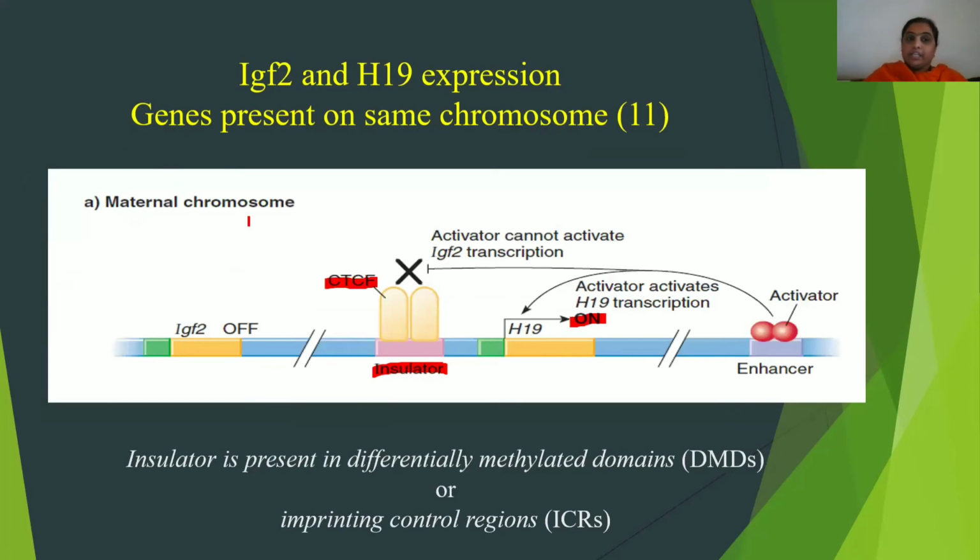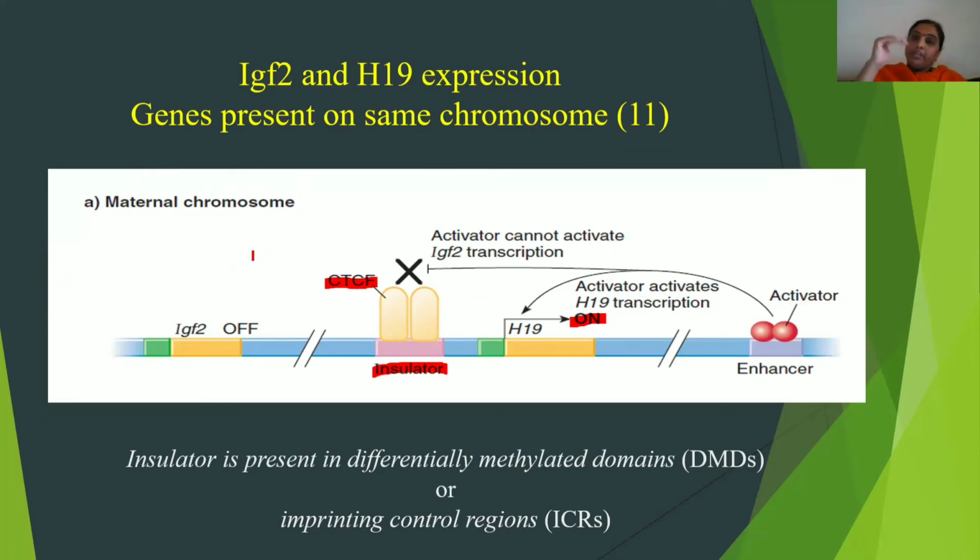That is here, there is a complete demethylation, a complete removal of the methylation pattern over both of the chromosomes. And if it is a maternal chromosome, then at that time the CTCF is going to be there on the insulator.